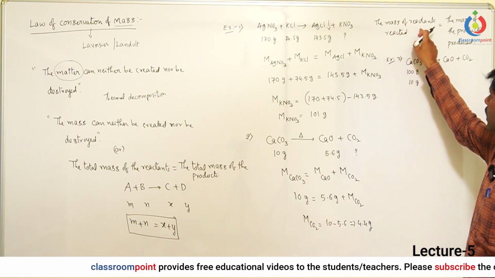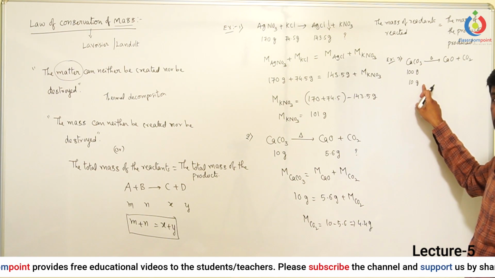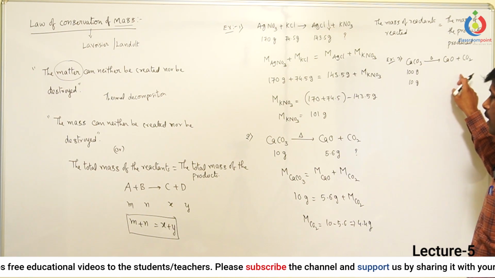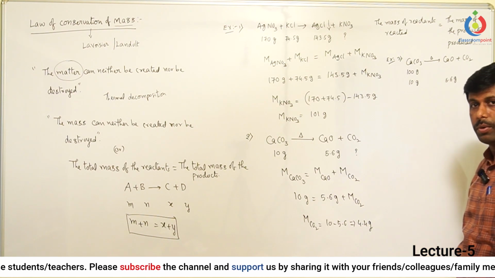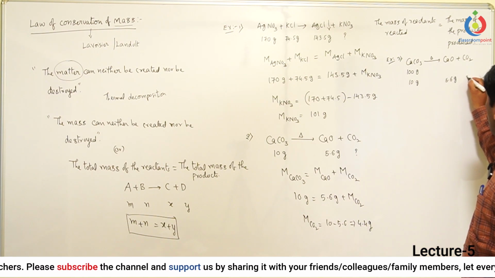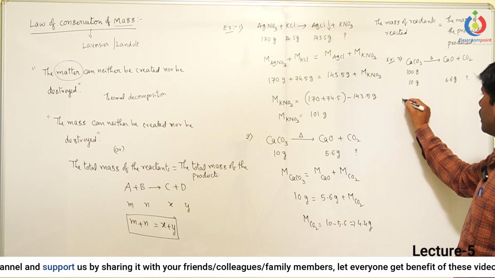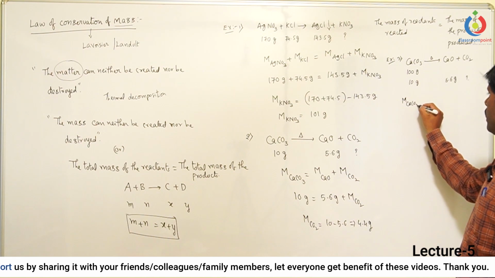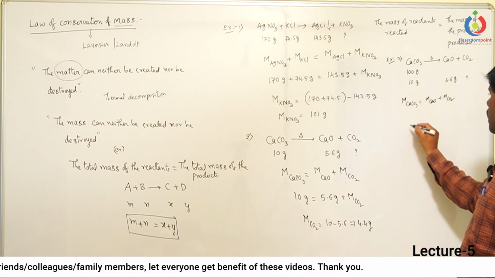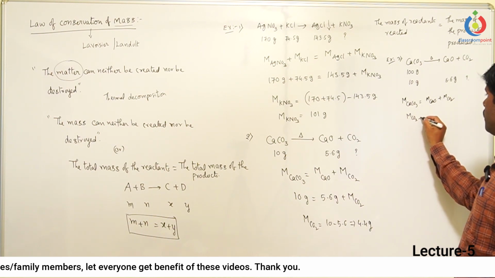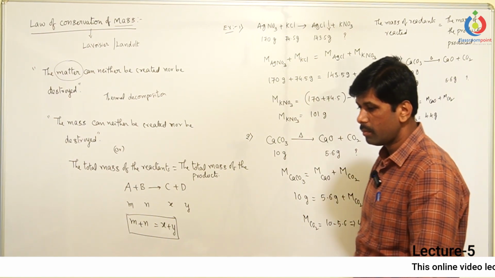That's why the mass of the reactants reacted, only how much is reacted here? 10 grams of the calcium carbonate is reacted. Then how much is produced? Imagine again 5.6 grams of the calcium oxide has been produced, and how much carbon dioxide has to be produced in this case? Similarly, we can calculate that mass of the calcium carbonate is equal to the mass of the calcium oxide plus mass of the carbon dioxide. So finally the mass of the carbon dioxide we get is 4.4 grams.